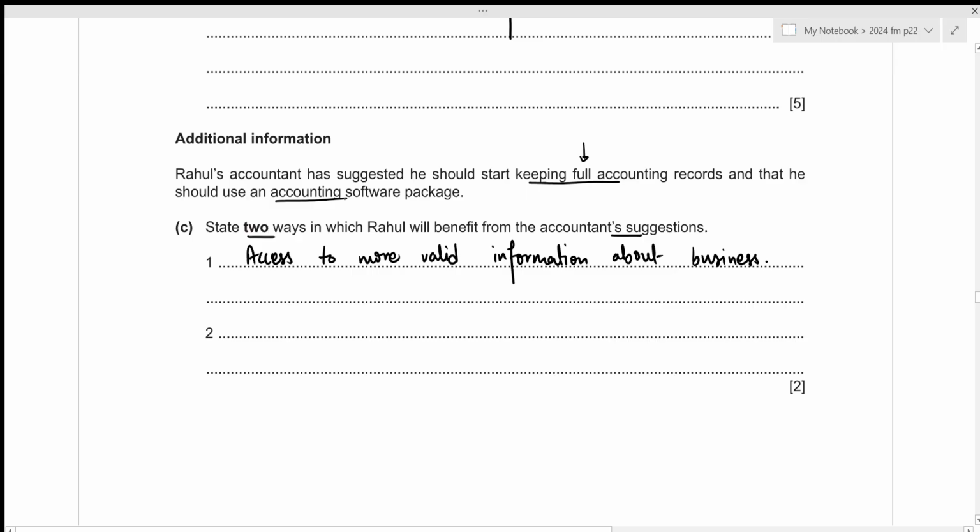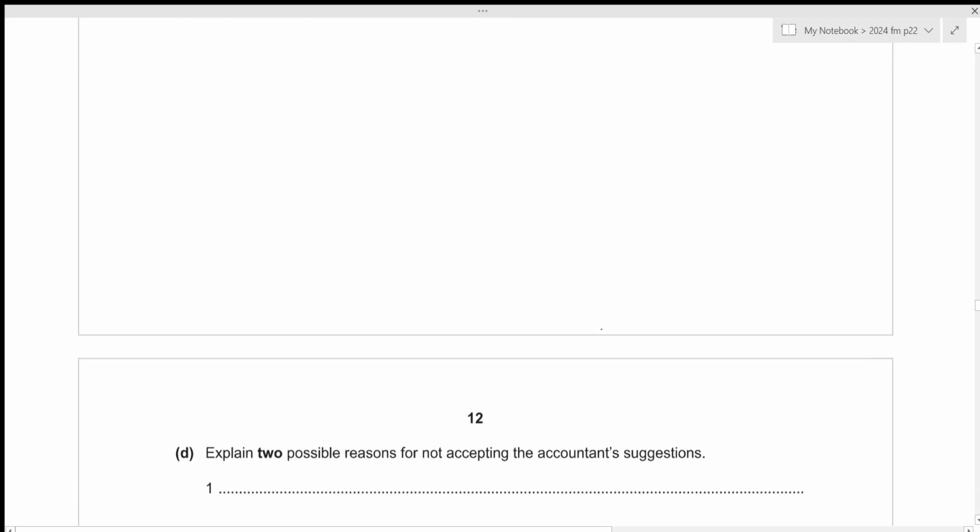And since he is now using an accounting software package, it means that there will be less expenses on the accountant's fees because all of the accounts will be automated due to the package itself. Let's write it down. Less expense on accountant's fees. That's all for the third part. Let's move towards the next one.